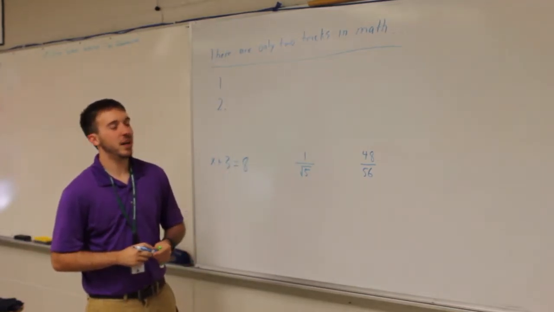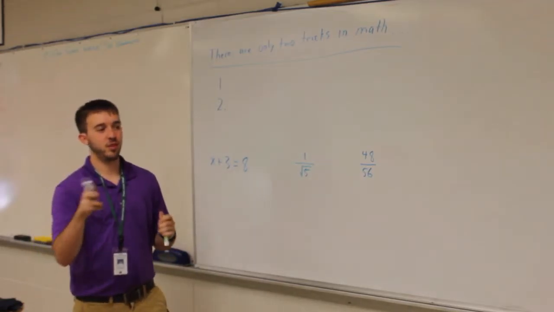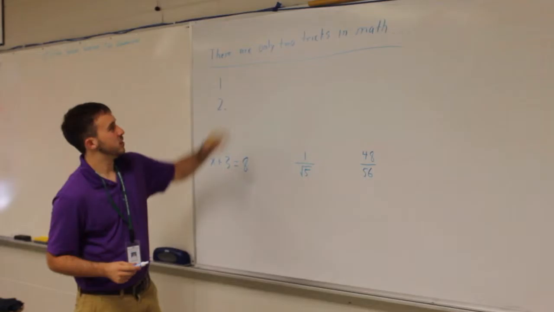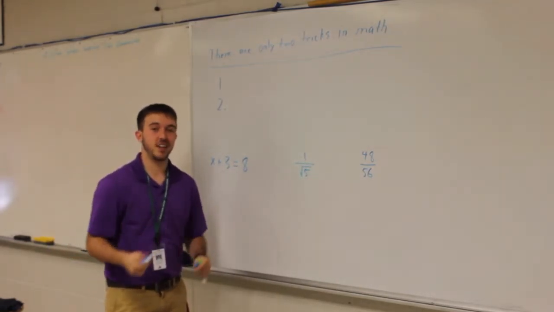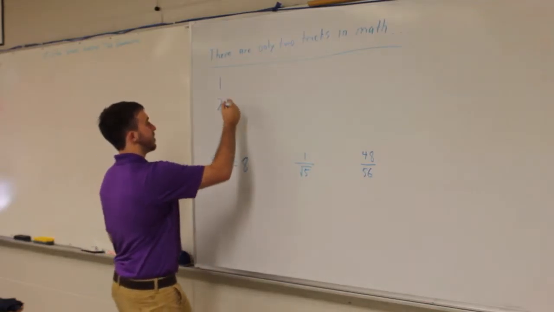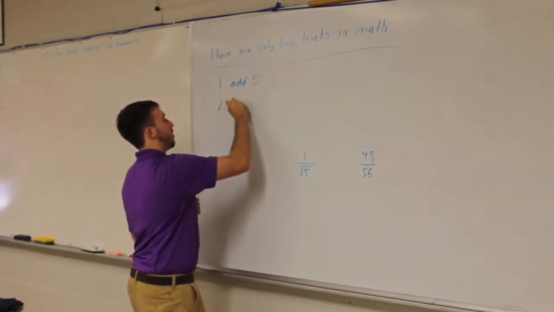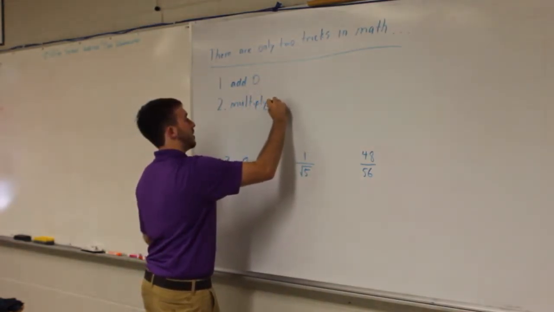Today I'm going to tell you, in math we do a lot of different things and maybe things look strange, different. Why do we do this? Why do we do that? Really, I'm here to tell you that there's only two tricks that we really do in math, ever, really. When you break things down to their basis, there's only two things we do. We add 0 and we multiply by 1. And that's it. Now obviously we do some other things as well.